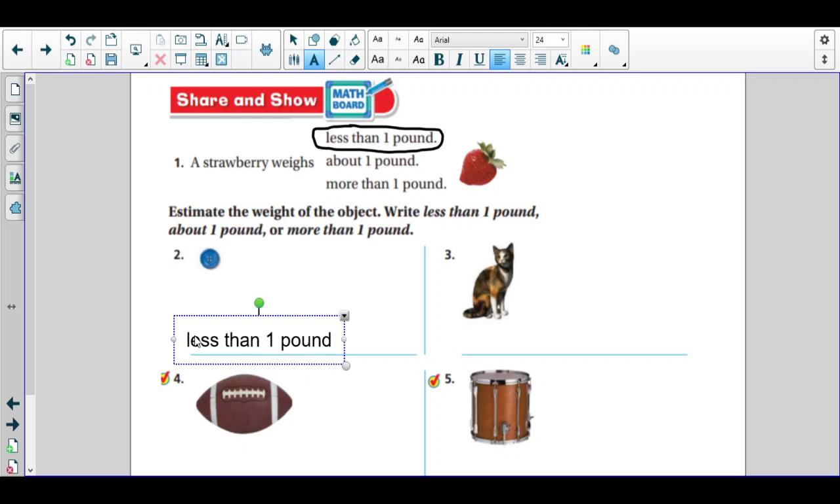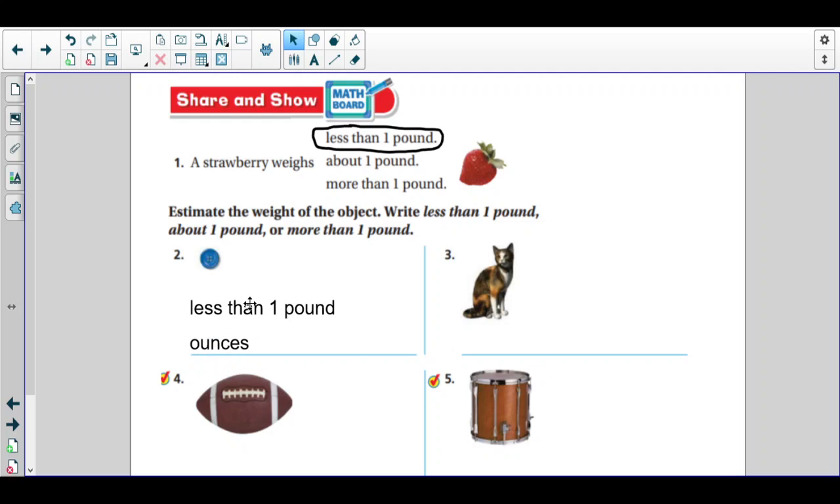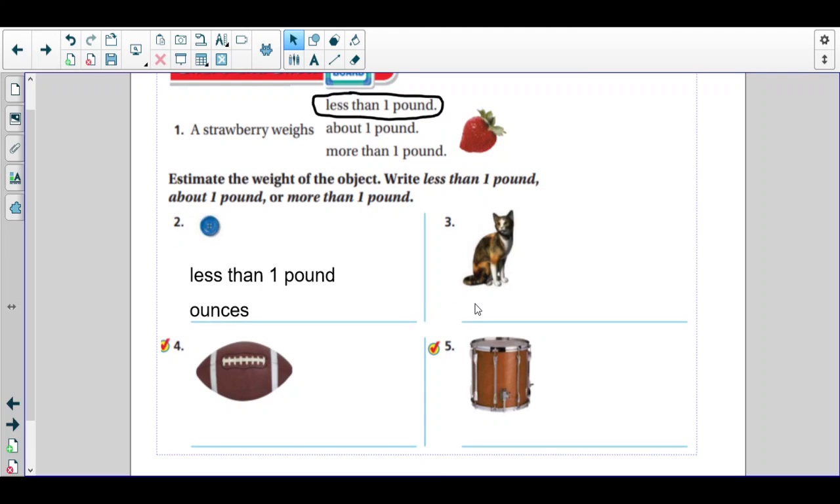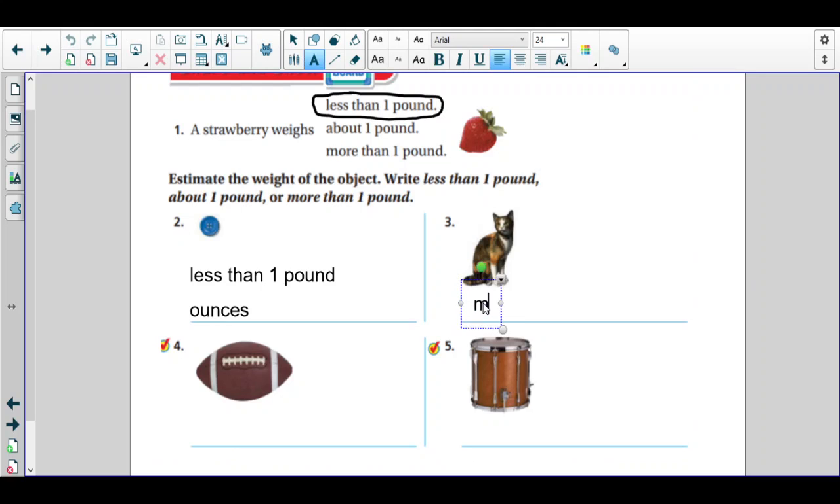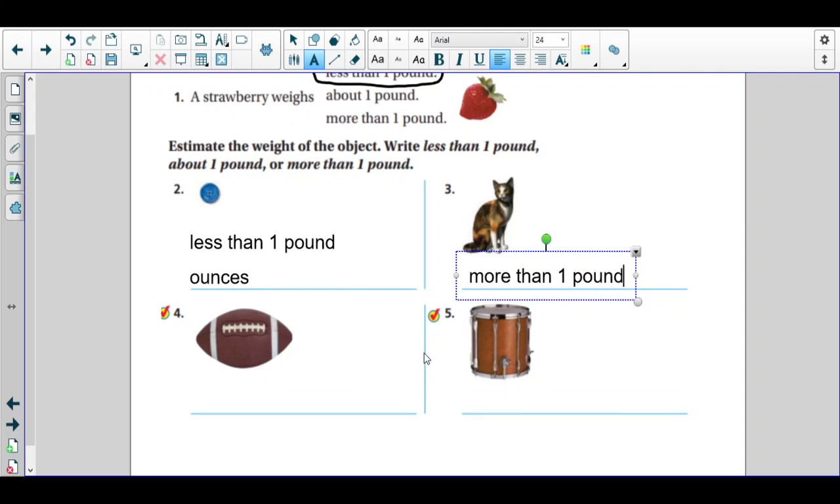And we would actually measure that in ounces, right, because it is very, very light. A cat. Well, a cat is going to weigh more than 1 pound. And I have seen some really, really big cats that might teeter on a ton. Who knows?